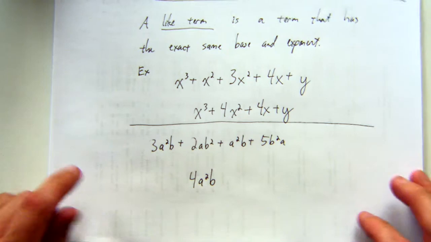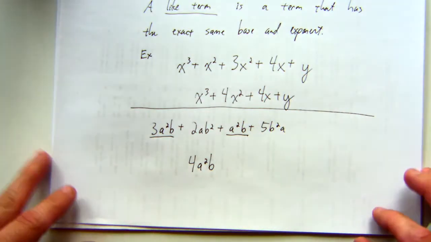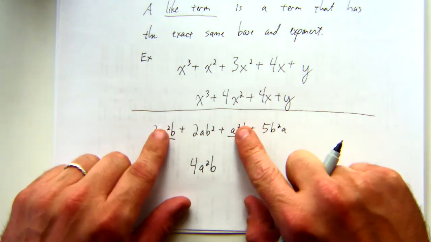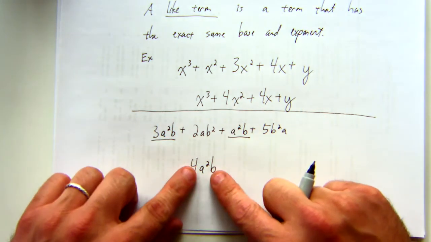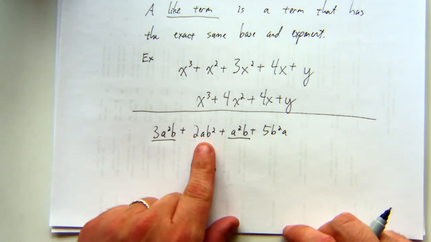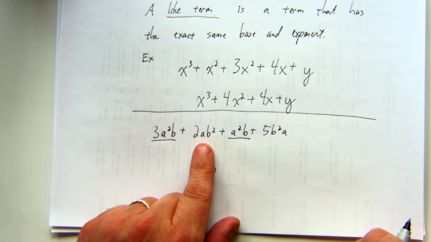So sometimes when I'm combining like terms, I'll underline. This is just a way for me to keep track of what have I added and what have I not added. I underline those to let me know that I don't need to worry about them anymore. I've already combined them. Now look at this term, ab squared. Do I have another term that has an a and a b squared?